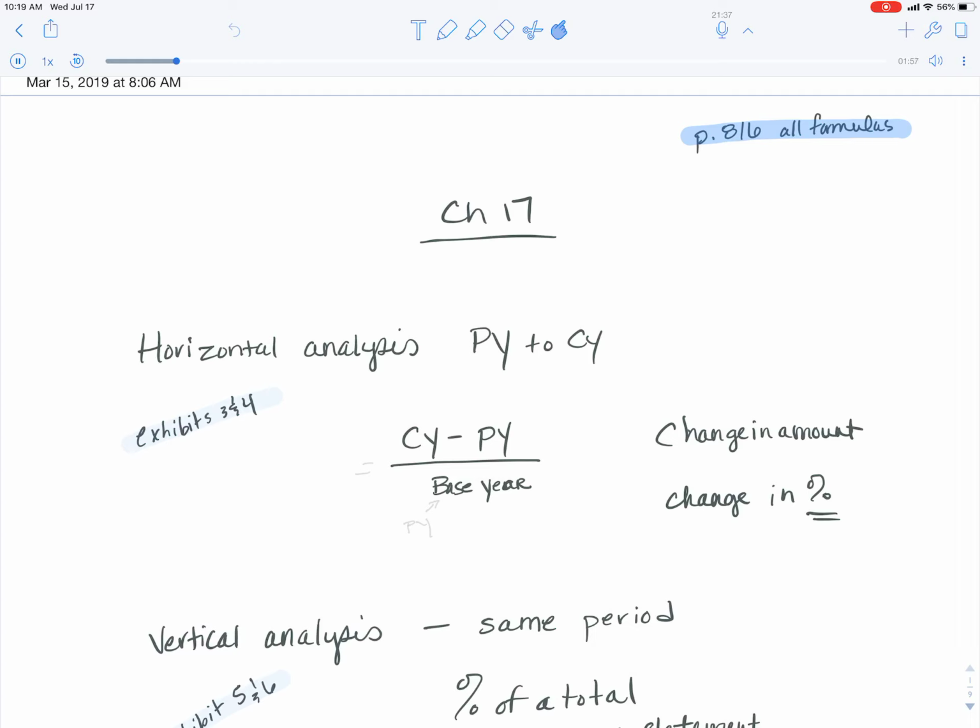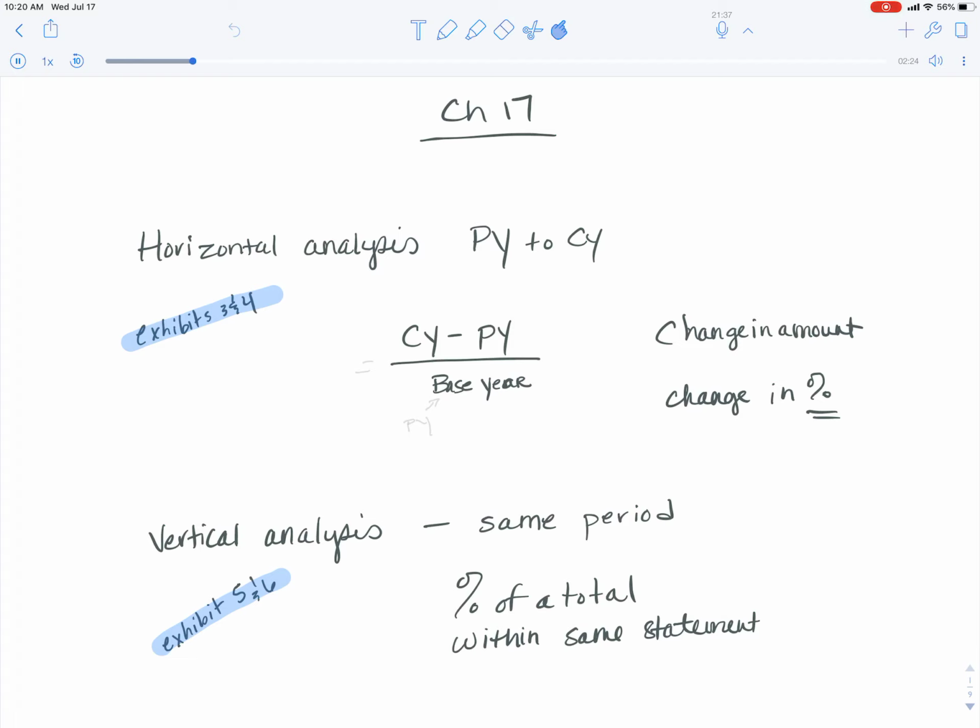So the first analysis that I want to talk about is horizontal and vertical analysis. So you can see examples of a horizontal analysis in Exhibit 3 and 4 in your book, and a vertical analysis in Exhibit 5 and 6 in your book. And so you'll really need to look at these while I'm talking so that you can see what I'm talking about. Really, in a horizontal analysis, you're comparing prior year numbers to current year.